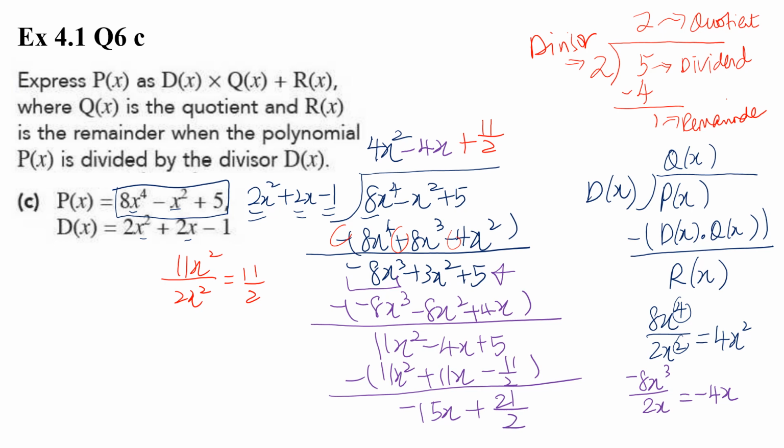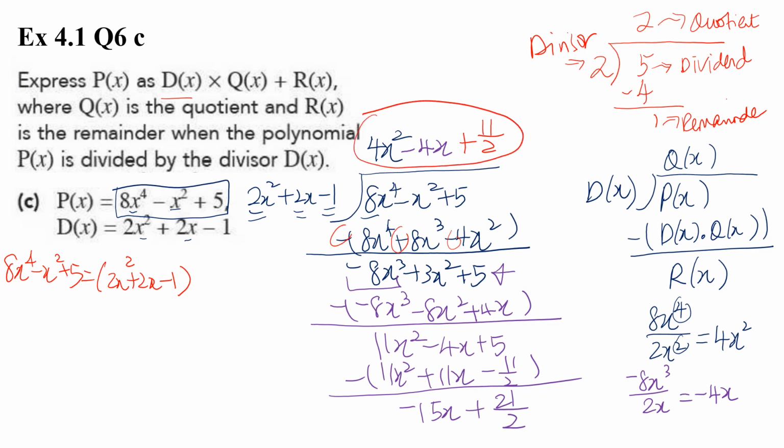Alright, so we need to express it in the form that the question requires. I have a dividend, supposed to express P(x). So my dividend is 8x to the power of 4 minus x squared plus 5. This dividend must be equal to my divisor, which is 2x squared plus 2x minus 1, times our quotient, which we have found here, and plus your remainder, which we have found here.